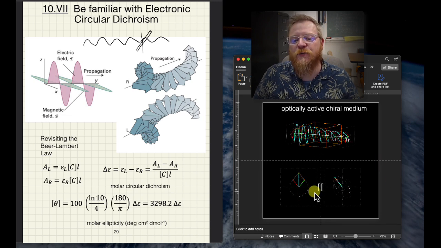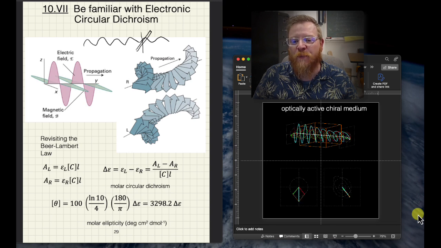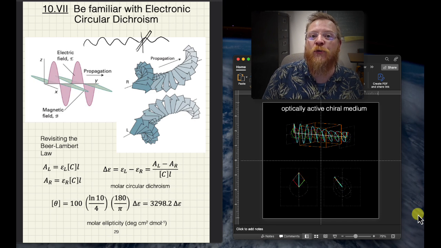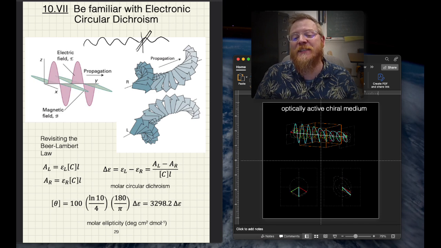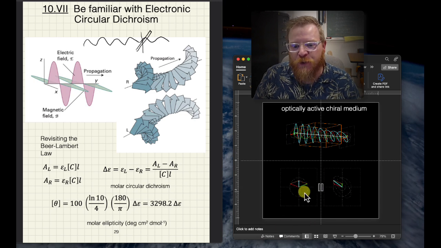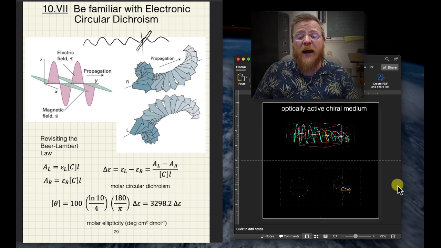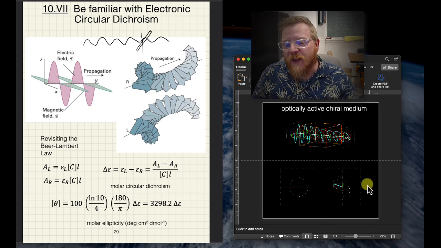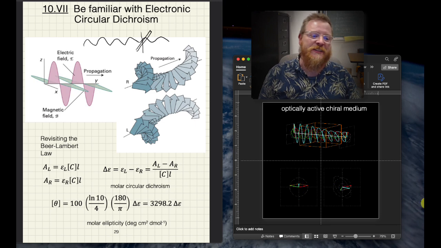So now as you imagine, if we shot plane polarized light into an optically active chiral medium, that medium will interact with one handedness of the light preferentially over the other, which creates what we call ellipticity. So for example, this is like a cross-sectional view of our plane polarized light before it goes into our optically active chiral medium, and this is a cross-section after it comes back out. And you can see it has this elliptical shape. So we refer to that as ellipticity.